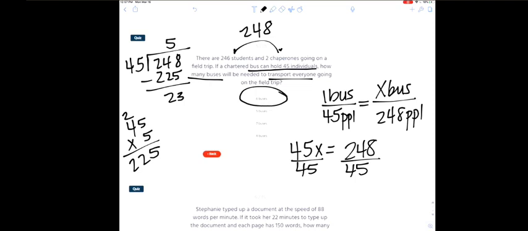So what's confusing about that question is people get 5 and they say, okay, we only need 5 buses. No, that's only part of the question. You still have people left over. They can't walk. So you're going to need 6 buses. Okay? I hope that made sense.